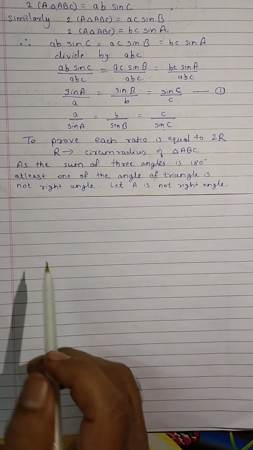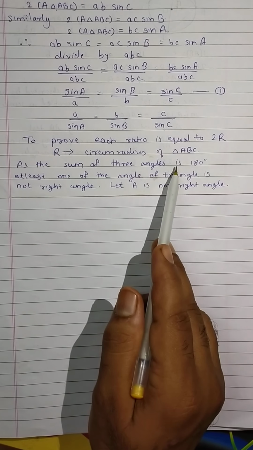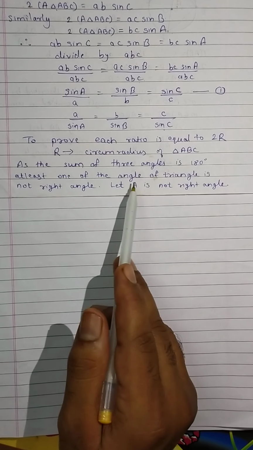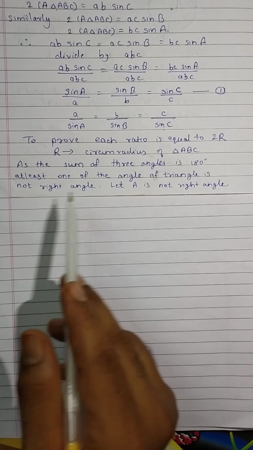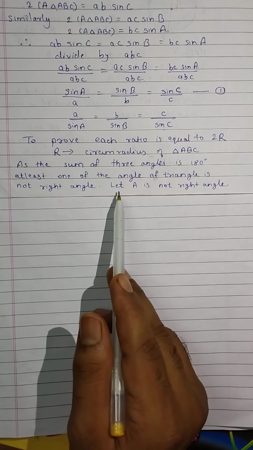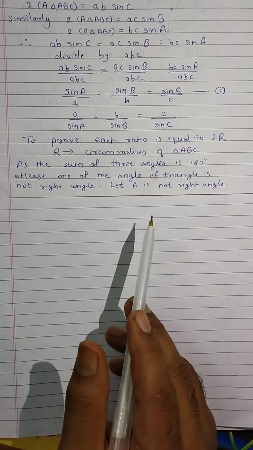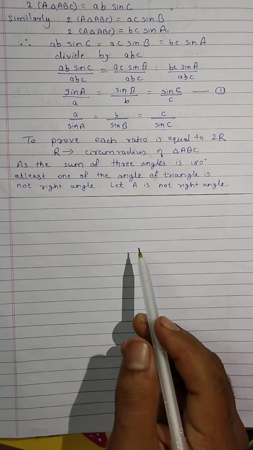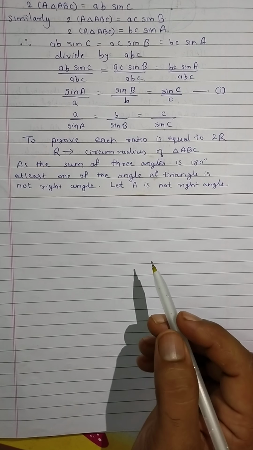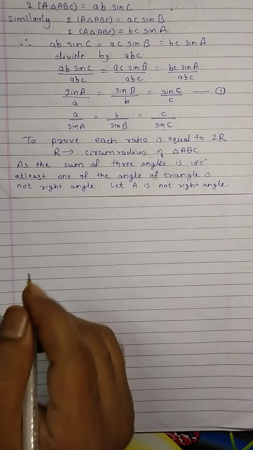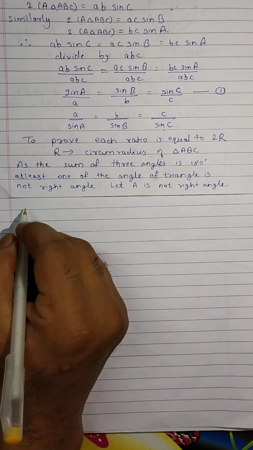Now, as the sum of three angles of a triangle is 180 degree, at least one of the angles of the triangle is not a right angle. We will consider that A is that non-right angle from the triangle ABC, and draw the diameter from the vertex A.